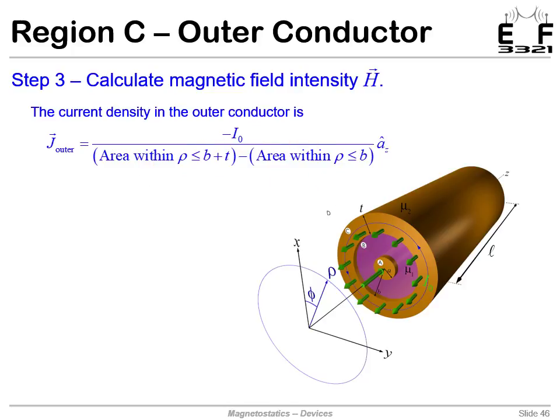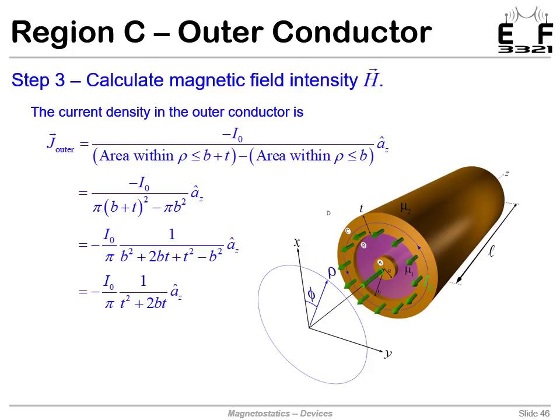So let's go ahead and put in expressions for these. So the total area enclosed by the outer radius of the outer conductor is pi times (b plus t) squared. And this is the outer radius. And then we subtract the area enclosed by the inner radius, pi b squared. So this denominator, that expression, is the total area of the outer conductor. Well, then we can multiply all this out and simplify a little bit, and we end up with our final expression for the current density in the outer conductor.